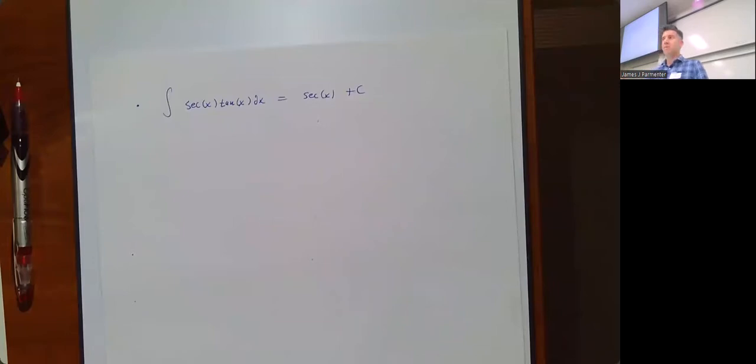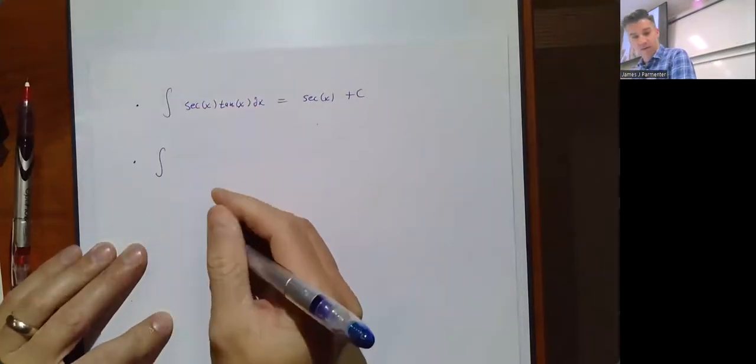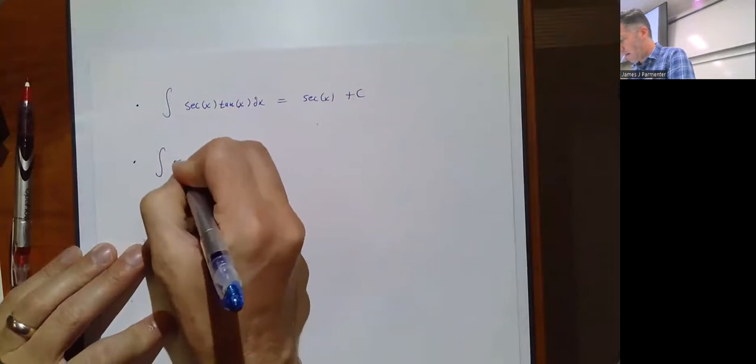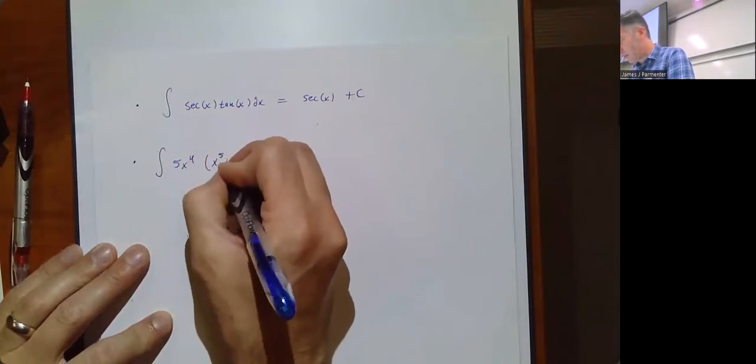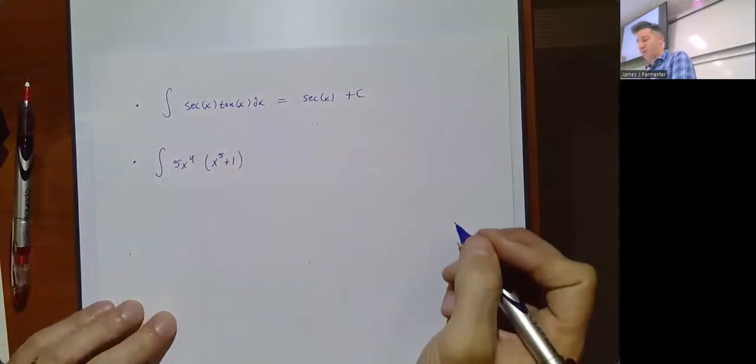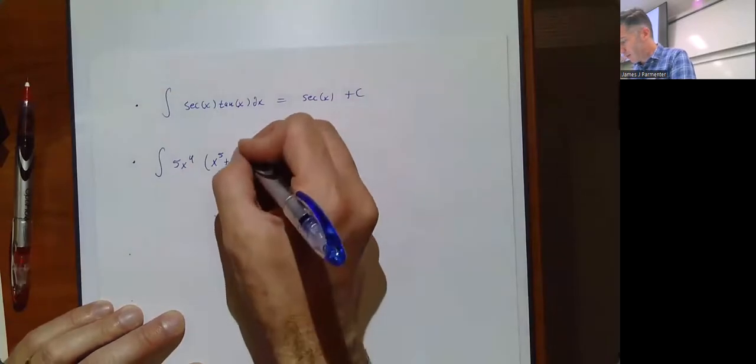But then it's going to get more complicated. So let's look at something like this. Let's say I want to find the antiderivative of 5x to the 4th times x to the 5th plus 1, squared.